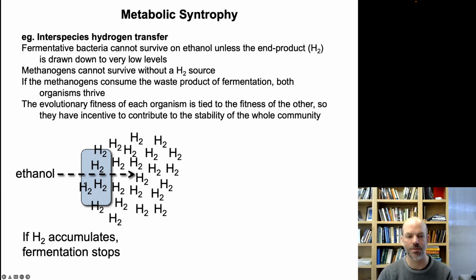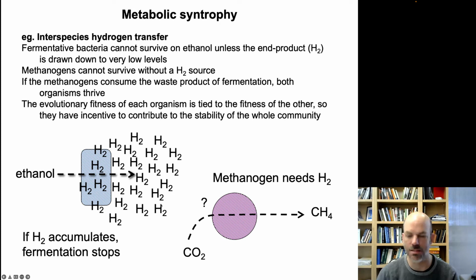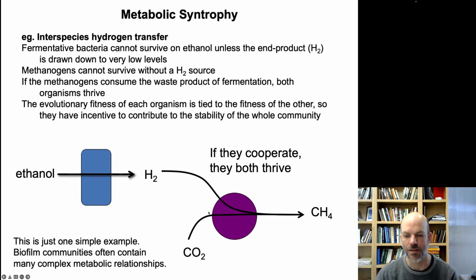So in this example, we've got an ethanol fermenting bacterium. It's producing hydrogen as its waste product. This is very, very similar to the previous example. Here we have a methanogen. It needs hydrogen. Here's all this hydrogen being consumed by one organism. If the methanogen consumes the hydrogen, then everybody's happy.